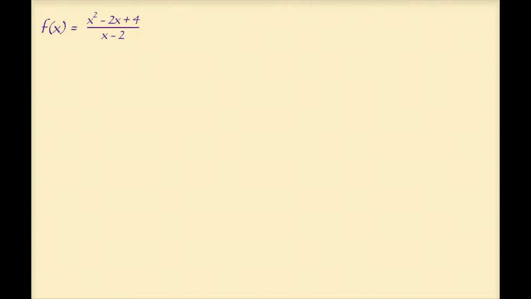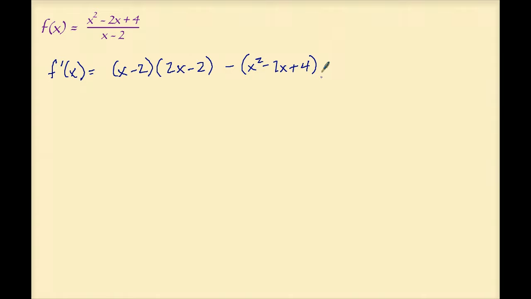And now for calculus. Let's take the first derivative of this function. We will have to use the quotient rule. So we'll have the denominator times the derivative of the numerator, 2x minus 2, minus the numerator, x squared minus 2x plus 4, times the derivative of the denominator, which in this case is just 1, all over the denominator squared. Something kind of glitchy happened there with my pen. This should be a 2 minus 2x.